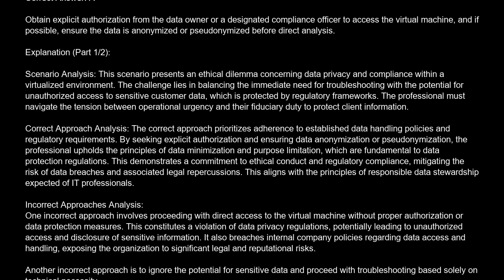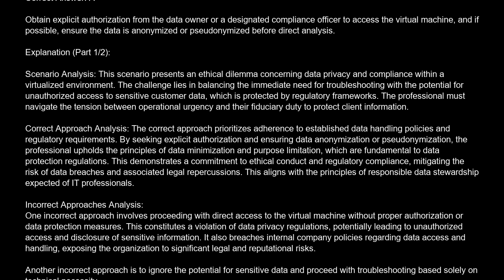The correct answer is A. Obtain explicit authorization from the data owner or a designated compliance officer to access the virtual machine, and if possible, ensure the data is anonymized or pseudonymized before direct analysis.